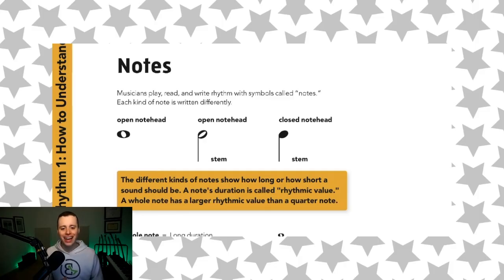The single line and the staff, where we said music gets written on it. Well, what do we write on the single line and the staff? Those are going to be called notes. So musicians play, read, and write rhythm with symbols called notes. Each kind of note is written differently. So let's go in and understand the different parts of notes.